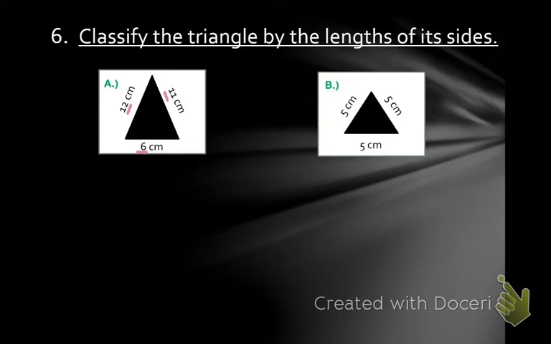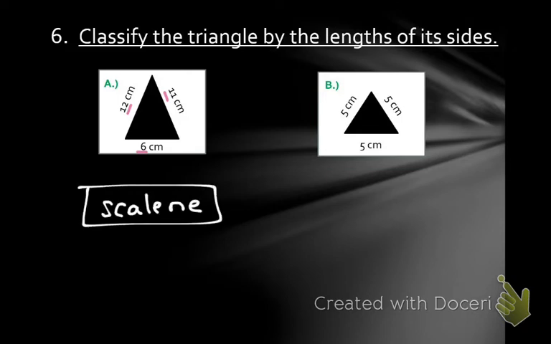All right, the first one, what can you tell me about the sides? They're not equal to each other. None of them are equivalent to each other. None of them are congruent. So what does that have to be? Scalene. It must be a scalene triangle. Good job. And the last one, how many of them are equal? All of them. So what does it have to be?